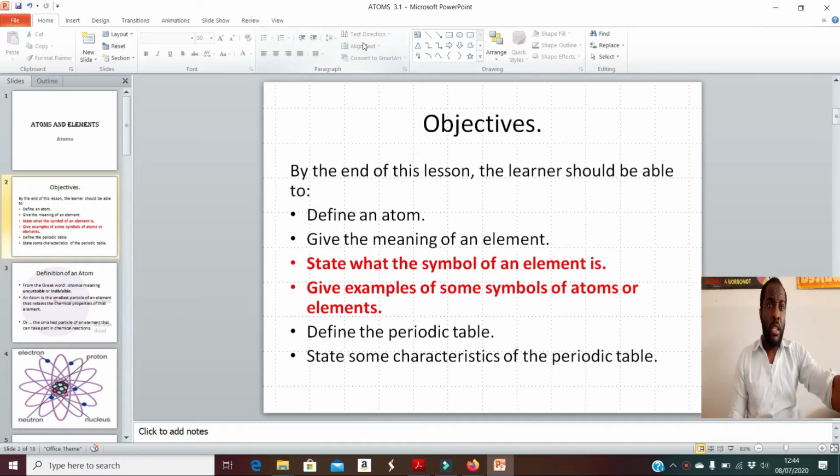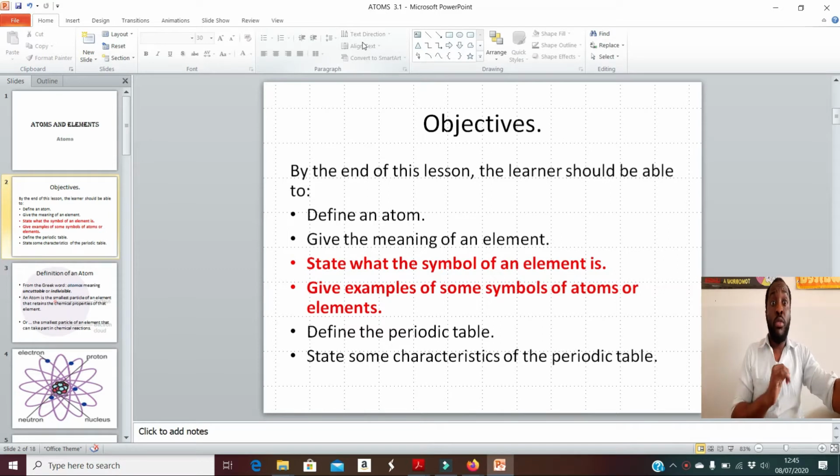Remember, in our last lesson, we talked about the definitions of atoms and elements, where we told you that an atom is the smallest particle of an element that can take part in a chemical reaction, and an element being a pure substance with just single kinds of atoms.